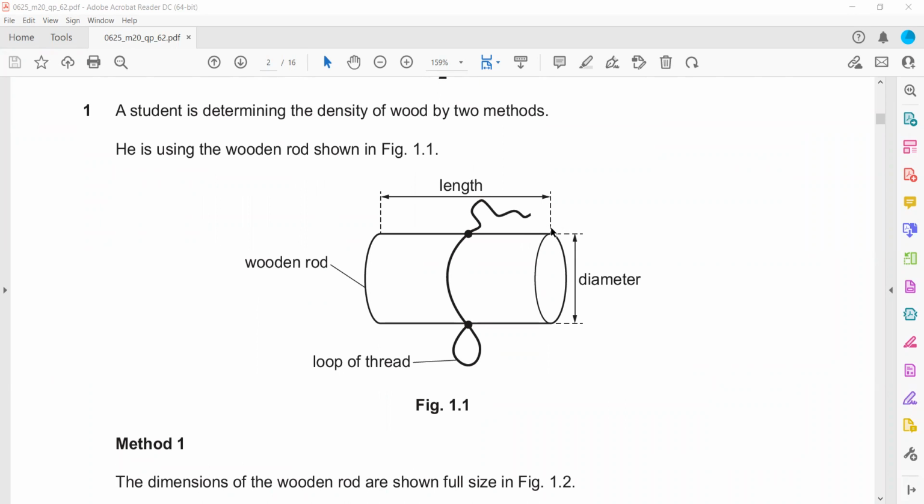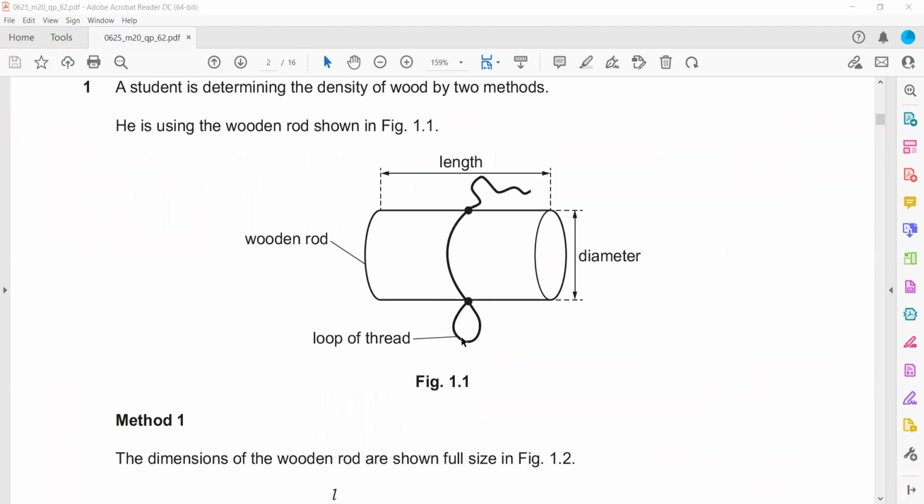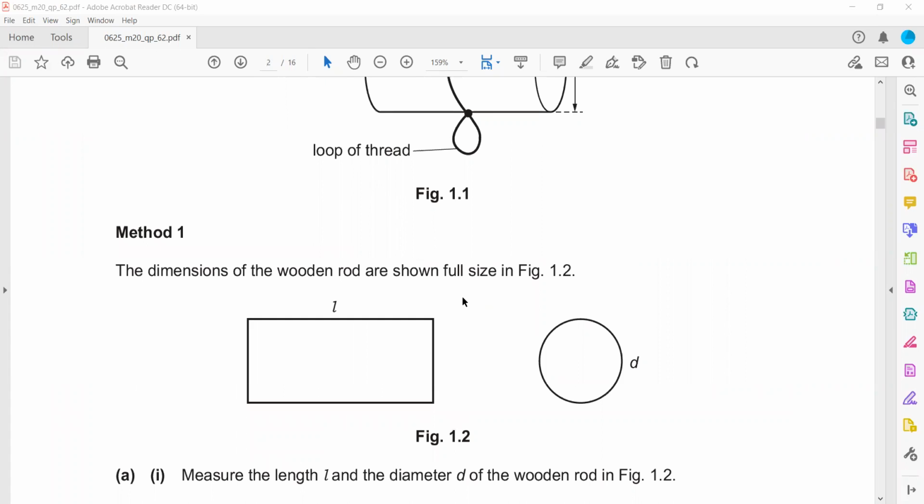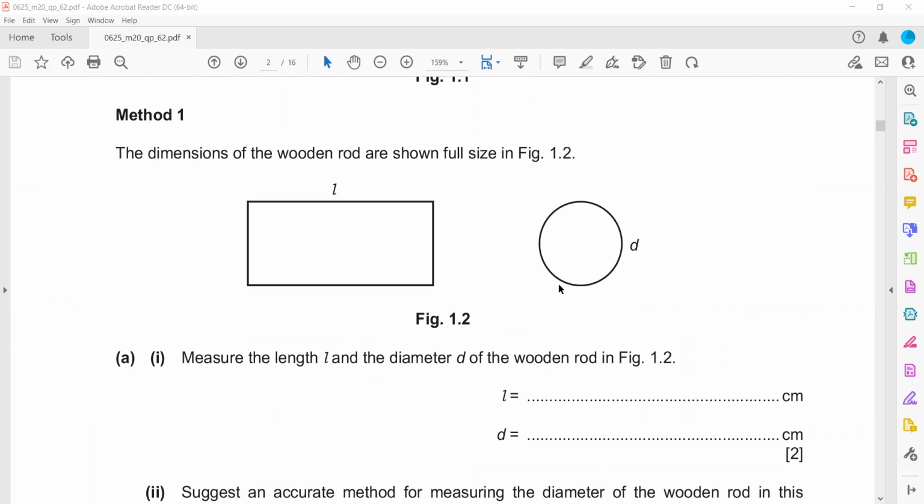Using the wooden rod as shown. Then method 1, the dimensions of the wooden rod are shown in full size. You have to measure the length and the diameter. So what you will do, you will place your ruler scale and measure this length, and you will measure the diameter. According to paper size, it will be different. But for example, say it is 4.5 and 2. This is 4.5 centimeter, and this we are taking as 2 centimeter.